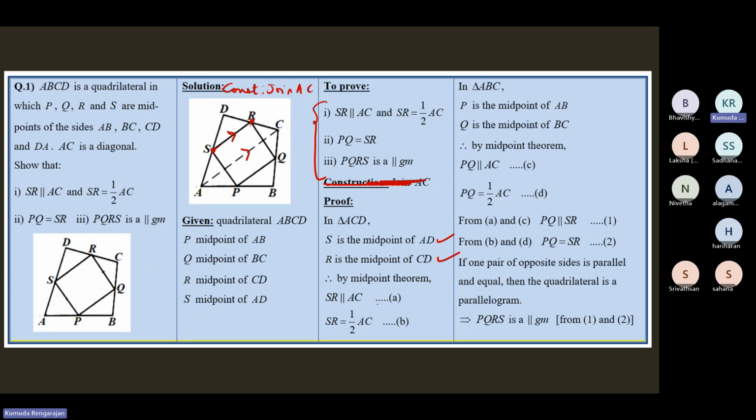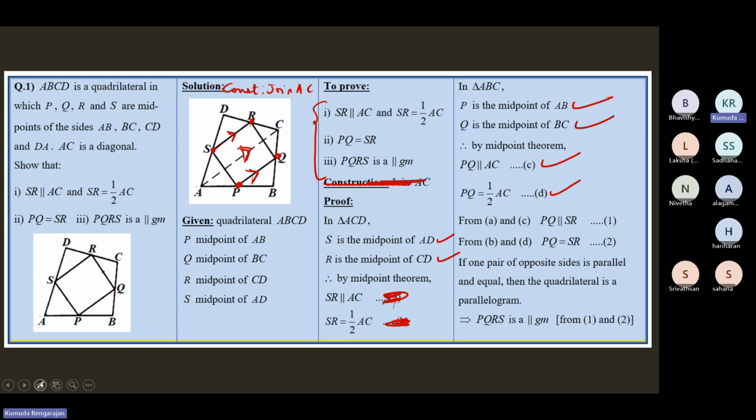Now, you need not mark A and B now. You don't know yet whether you'll use them later, so you will not be marking them. You can come back and mark them later when needed. Next, in triangle ABC, P is the midpoint of AB, Q is the midpoint of BC. Therefore, by the midpoint theorem, PQ is parallel to AC and PQ is equal to half the length of AC.